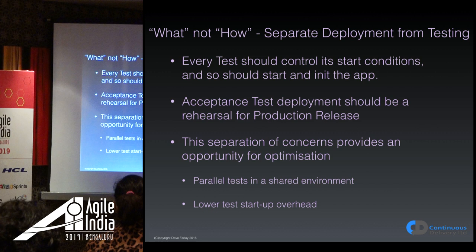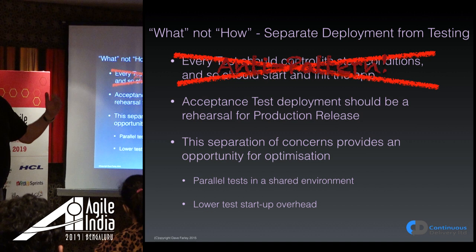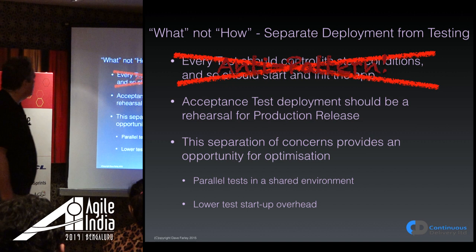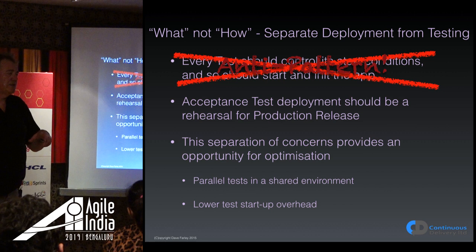But in this case, that doesn't work very well because the cost of starting the system up might be quite expensive. If you've got a big application and you're starting it up for every single test case, your tests are going to be slow. So wouldn't it be nice if instead, we could start the system once and then run a whole bunch of test cases against one version of the system? We could share out the costs of starting the system up between all of the test cases. This also means that acceptance testing is a rehearsal of a production release because now we're going to automate the deployment of the software in our acceptance test environment. We're going to automatically deploy it, get it up and running, and then we're going to start running our acceptance tests against it.